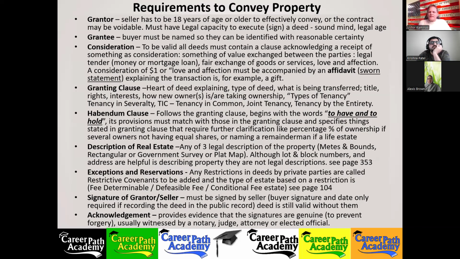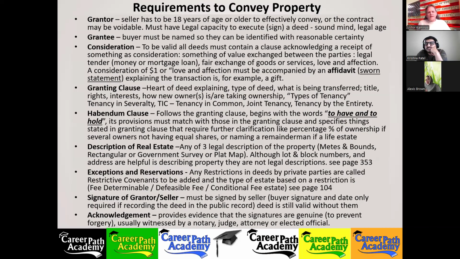So a consideration of $1 or love and affection must be accompanied by an affidavit, which is a sworn statement, explaining that the transaction is a gift. So there you go. We have to know the term acknowledgement. We have to know what an affidavit is as well. It's a sworn statement.